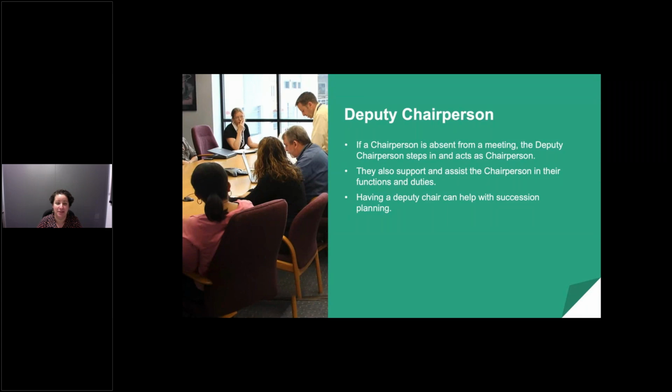It can also sometimes be a role that someone might undertake before they become a chairperson. So they might be a bit of a chairperson in training and get some mentoring by the existing chairperson. That can be a succession planning tool as well, valuable in your strategic and long-term planning for your board or your committee. They also support and assist the chairperson in their functions, and as I mentioned earlier, they step in when the chairperson is unavailable and actually chair the meetings.